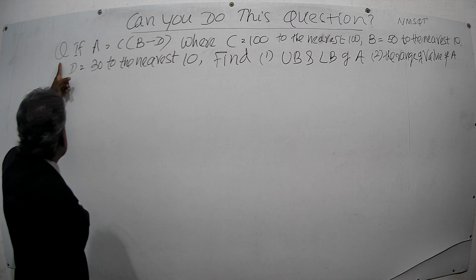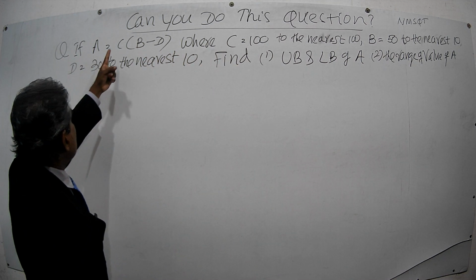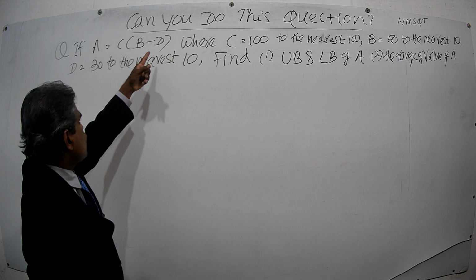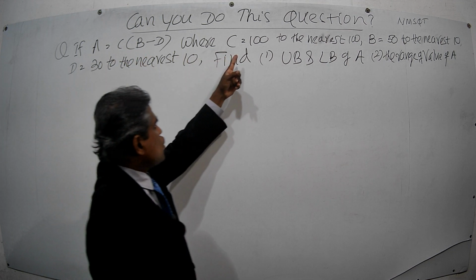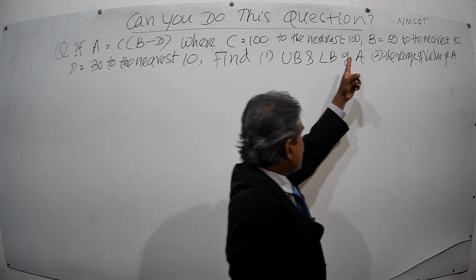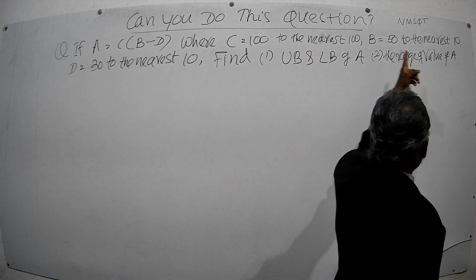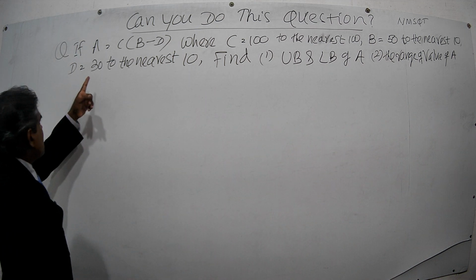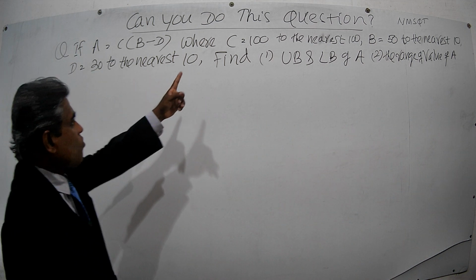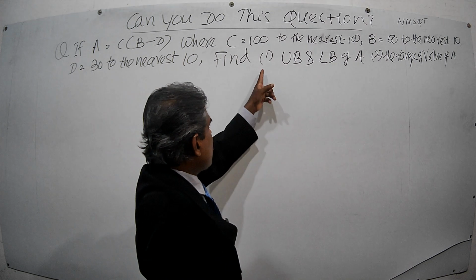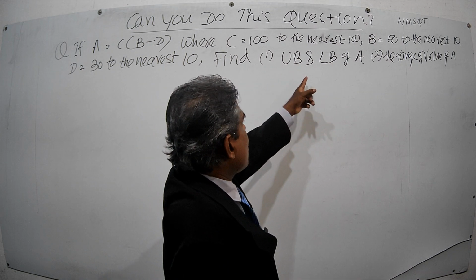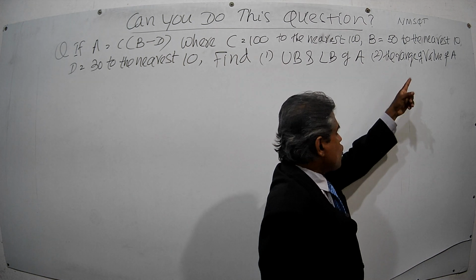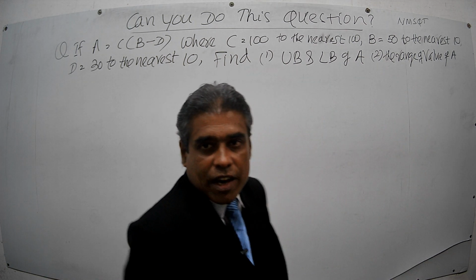Right, the question. If A equals C within brackets B minus D, where C equals 100 to the nearest 100, B equals 50 to the nearest 10, D equals 30 to the nearest 10, find part 1, the upper bound and lower bound of A, and second part, the range of values of A, right?